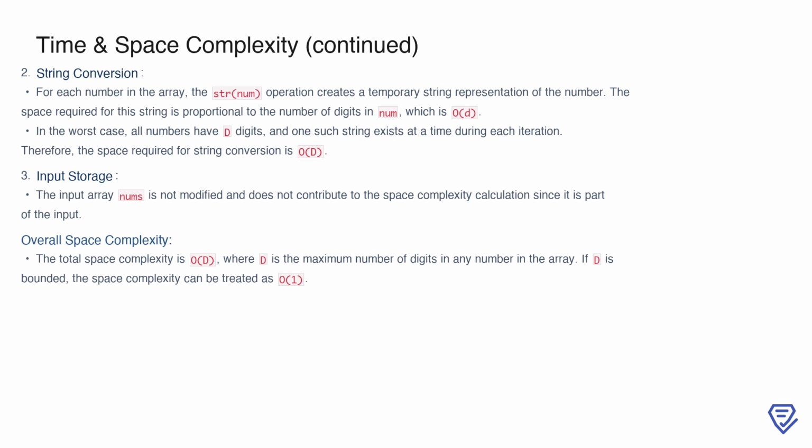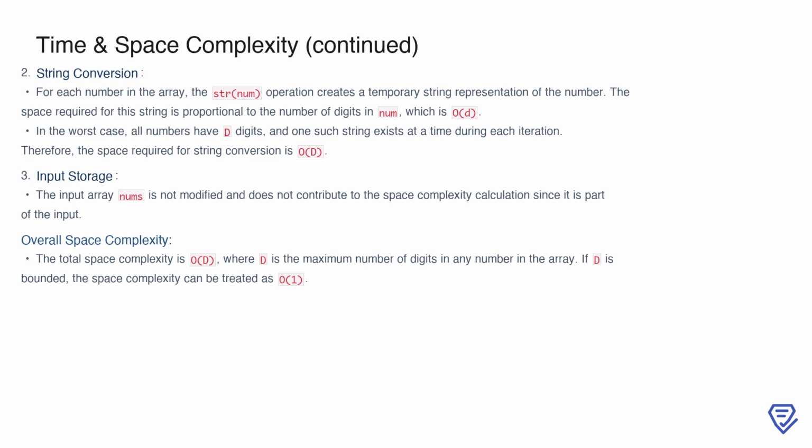For each number, the string representation occupies space proportional to the number of digits, denoted as O(d). In the worst case, where all numbers have d digits, the temporary string requires O(d) space during each iteration. However, since only one such string exists at a time, this step does not compound across the array. Finally, the input array nums is not modified during the process and is considered part of the input, so it does not contribute to the space complexity calculation. Overall, the total space complexity is O(d), where d is the maximum number of digits in any number.